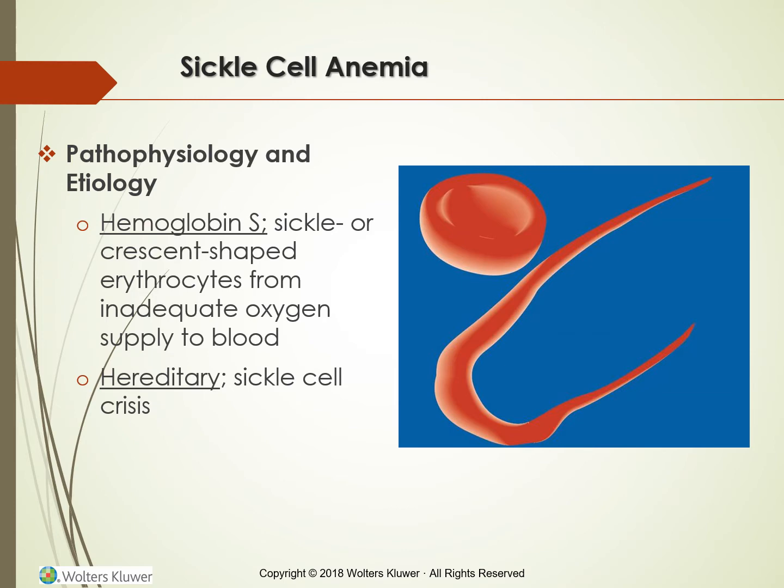Sickle cell anemia. Sickle cell disease is a type of anemia in which erythrocytes become sickle or crescent-shaped when oxygen supply in the blood is inadequate. The common genetic disorder found primarily in African Americans and also in people from Mediterranean and Middle Eastern countries currently affects 1 in 625 African Americans in the U.S.